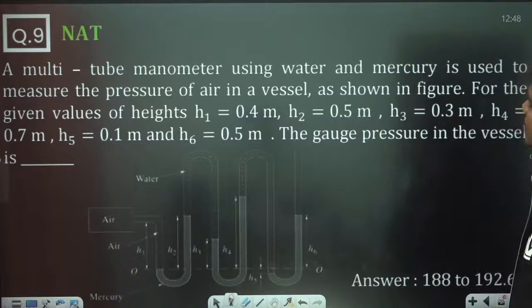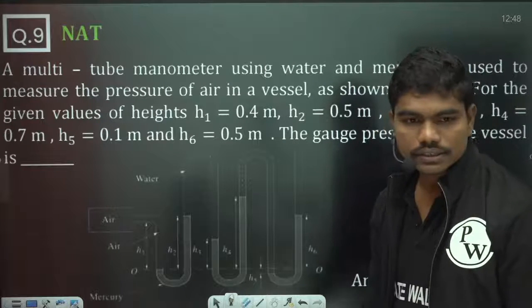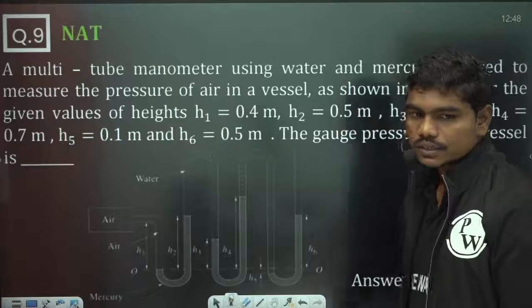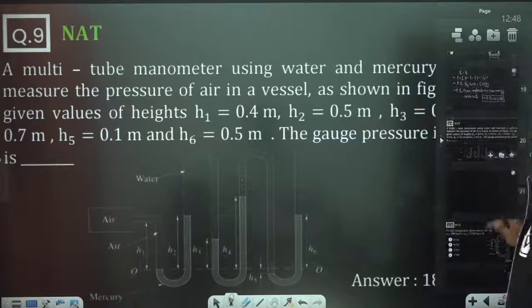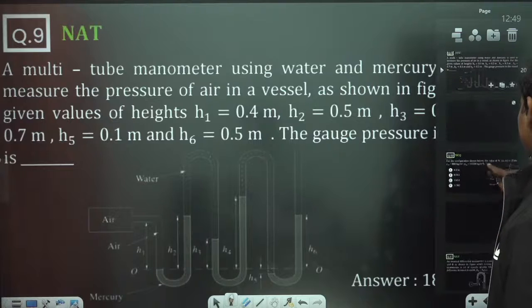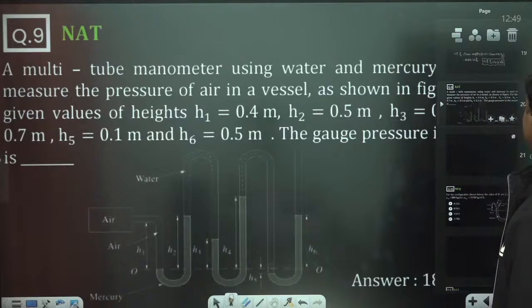A multi-tube manometer using water and mercury is used. The diagram became very light, correct? Is it visible? Okay, so let us see. So let us anyhow see this. Okay, so 10. I think we have 3 more questions. Okay, fine. Let us see.